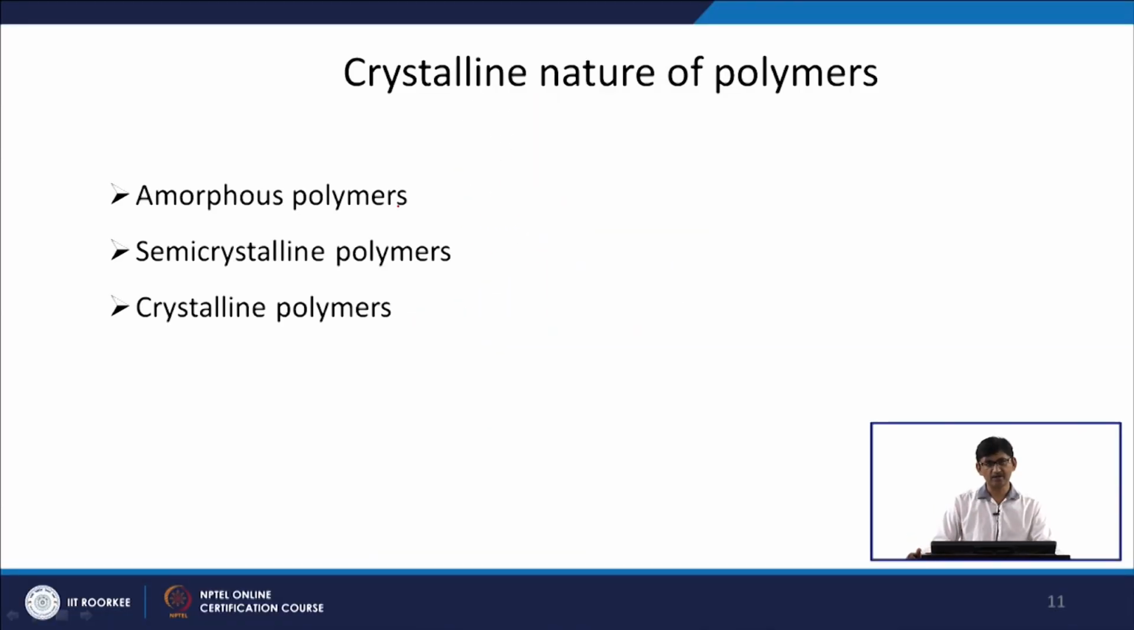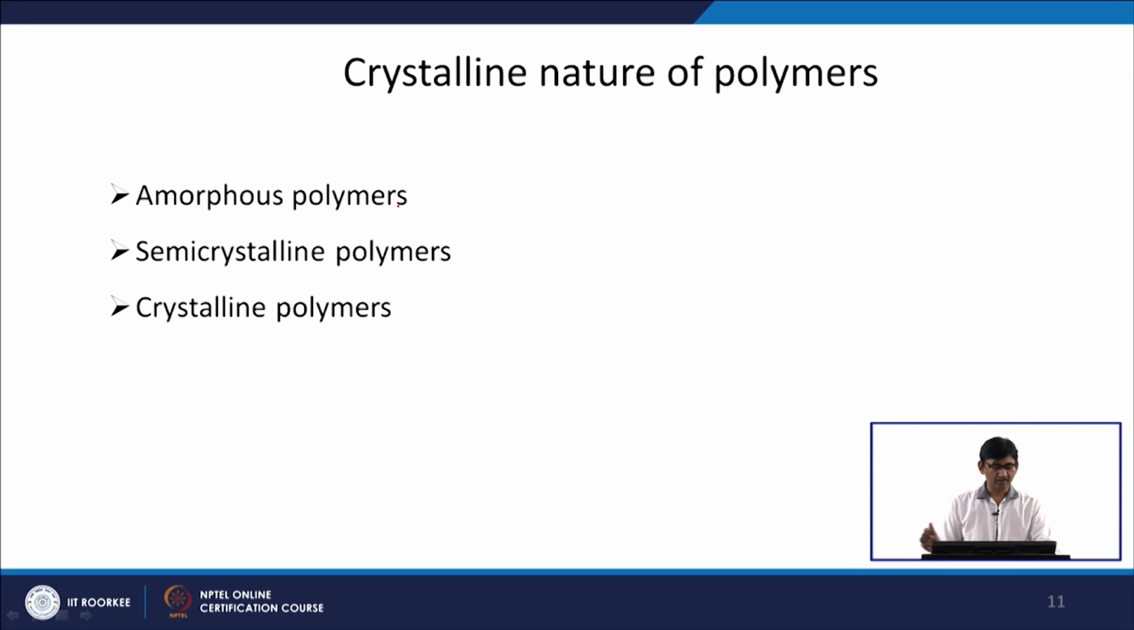Now, if you want to see in terms of crystallinity, whether there is any crystalline nature for polymers, the polymers can be divided into 3 types. An amorphous polymer means there is no long range arrangement of atoms, like what we see in metals, where atoms are arranged in a very nice fashion according to their crystal structure. In case of amorphous polymers, there will not be any arrangement of atoms.